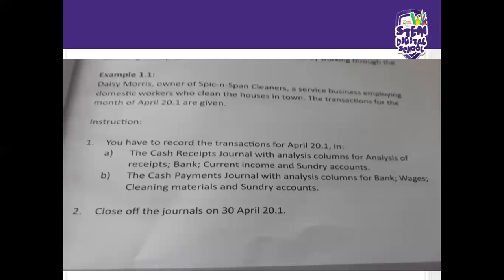All right, let me help you on that one. The four things that are falling under owner's equity are capital, drawings, income, and expenses. I'm going to repeat that one. The four things that fall under owner's equity are capital, drawings, income, and expenses.